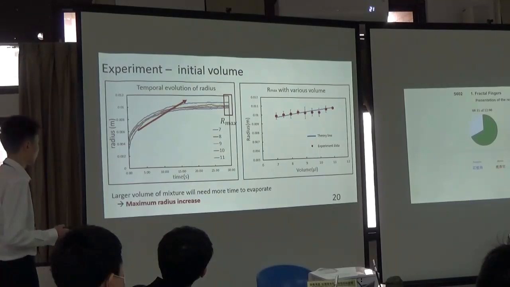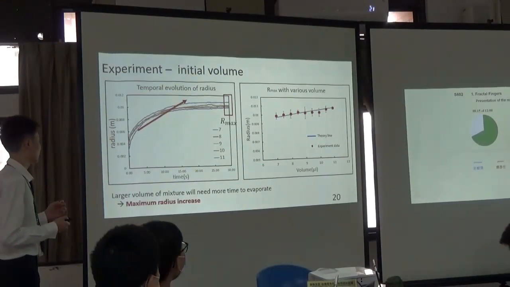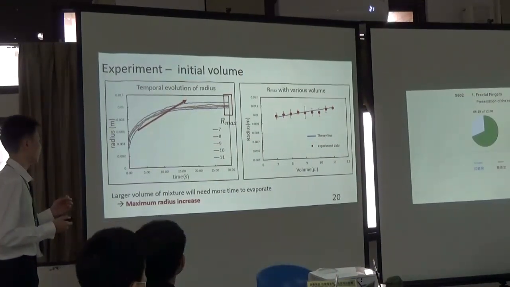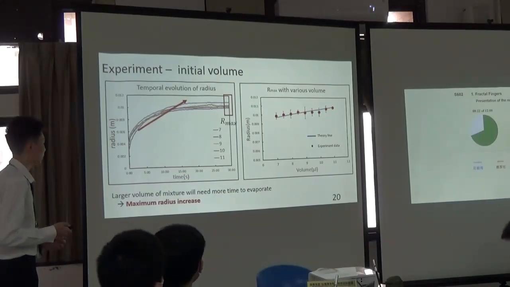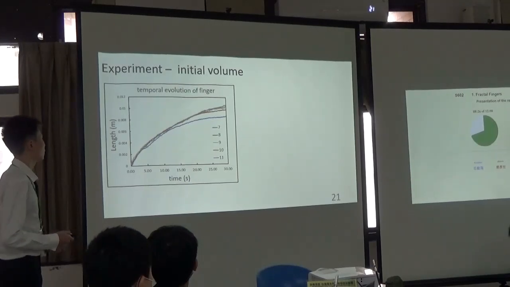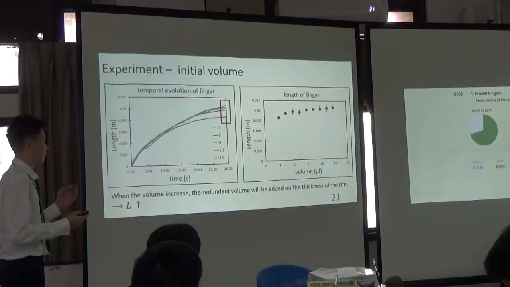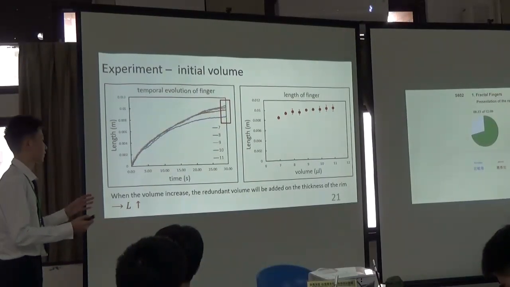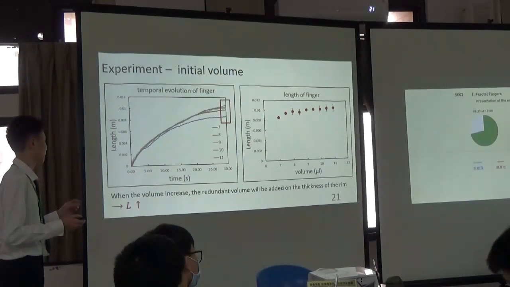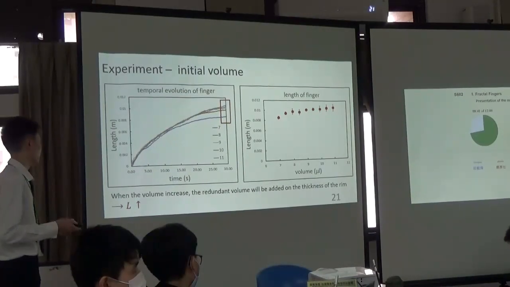And this is about the initial volume of the mixture. You can see that the peak will get flattened because a larger volume needs more time to evaporate, so it will have more time to expand, and the maximum radius will increase. And in the temporal evolution of the finger, when the volume increases, the redundant volume is added onto the thickness of the rim, so the volume on the rim will be much higher, and you can see that the length of the finger will increase.